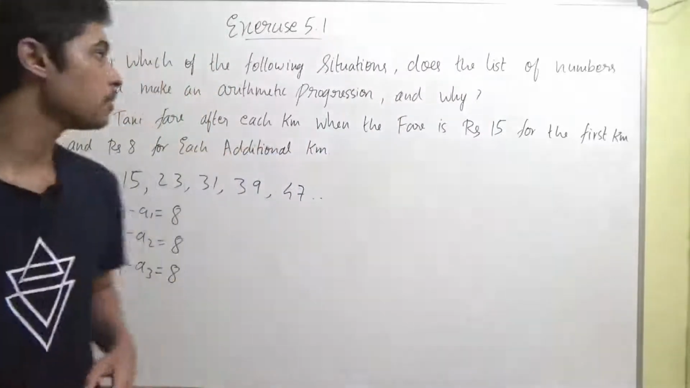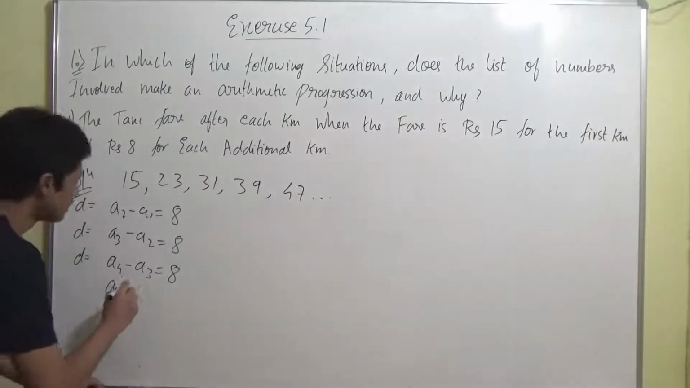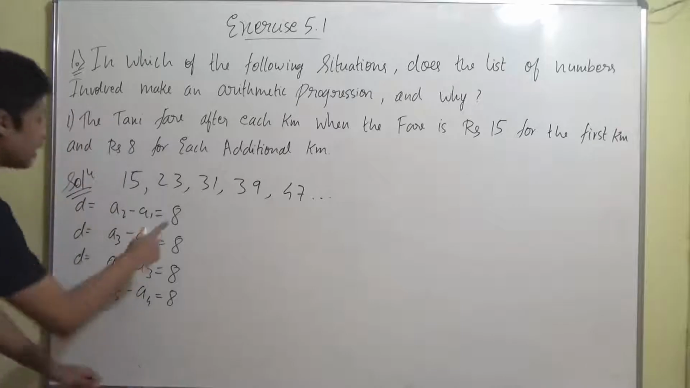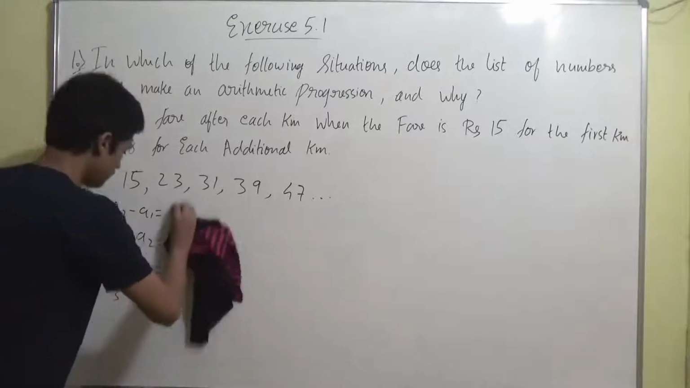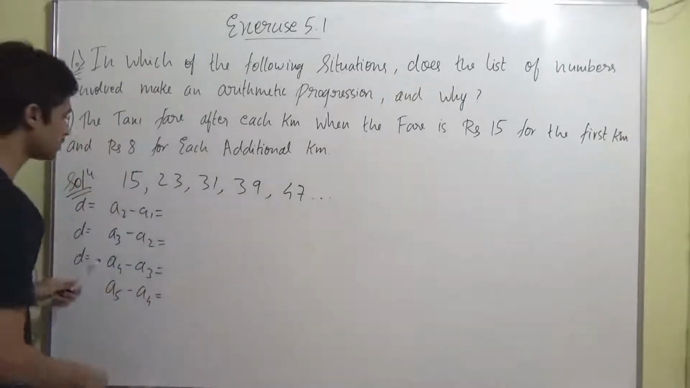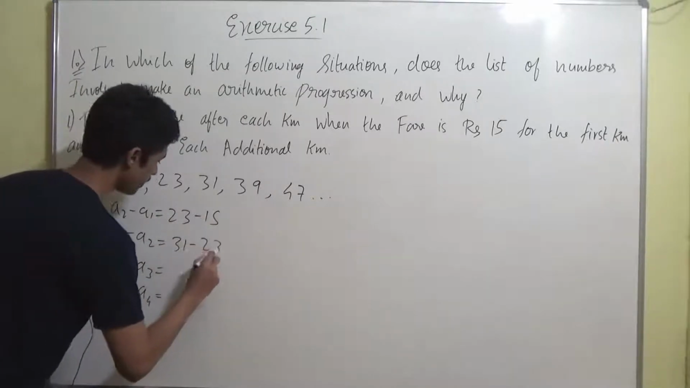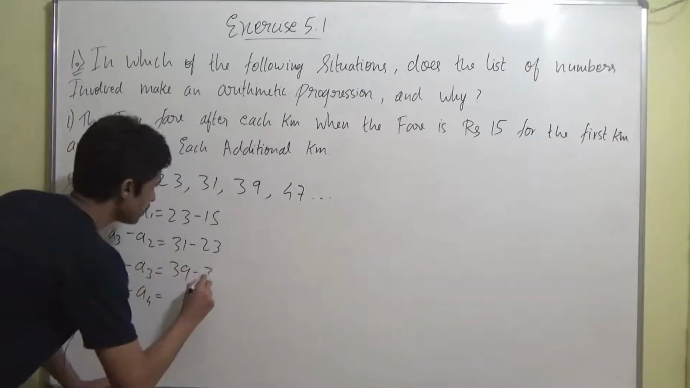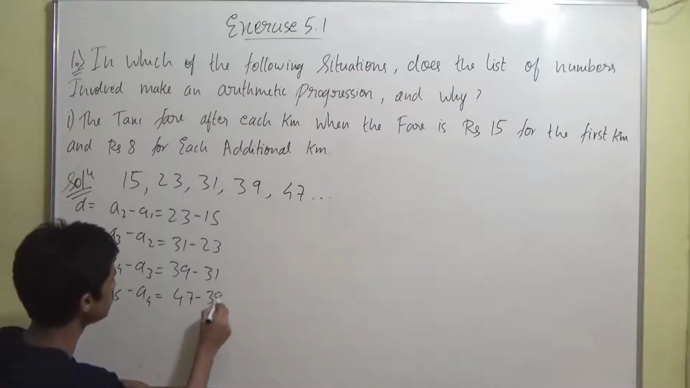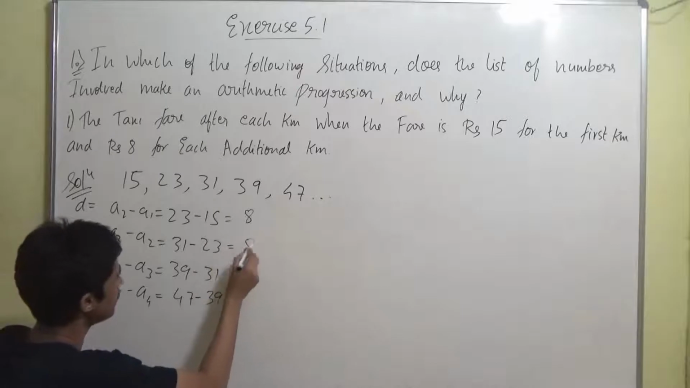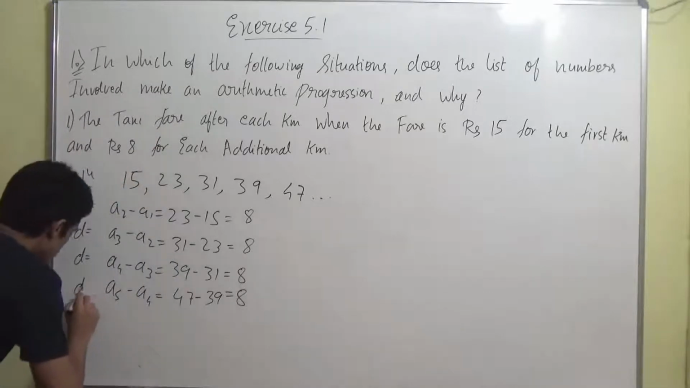We have to tell whether it's an AP or not. So okay, we'll also do this one: A5 minus A4 equal to 8. If they ask how this is 8, you'll write it like this, so let me first write these numbers. This is 23 minus 15, and this one is 31 minus 23, 39 minus 31, 47 minus 39. 8, 8 again, 8 again. Getting it, guys? So this is also equal to D.